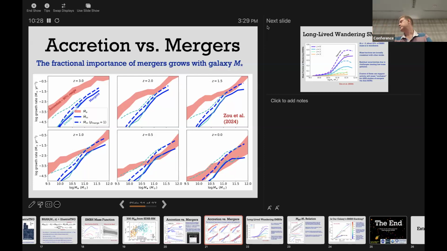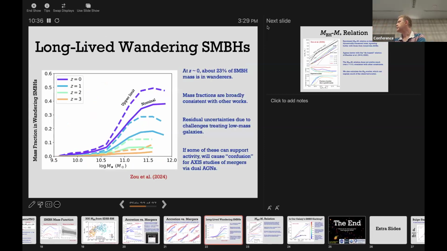And then finally, as a byproduct of what we do, we also generate predictions for the long-lived wandering supermassive black hole population. These are our predictions for that. Overall, at a redshift of 0, we get about 23% of the overall supermassive black hole mass in long-lived wanderers. The mass fractions are broadly consistent with those derived by other authors as well, of course. And there are residual challenges in dealing with the wanderers due to the fact that you have large numbers of low mass black holes that end up as wanderers, and treating those is much more difficult. But in any case, if some of these wanderers can also support accretion activity, this will cause confusion, or alternatively will be an interesting additional signal of black hole growth, in dual AGN. So that's worth considering as well.